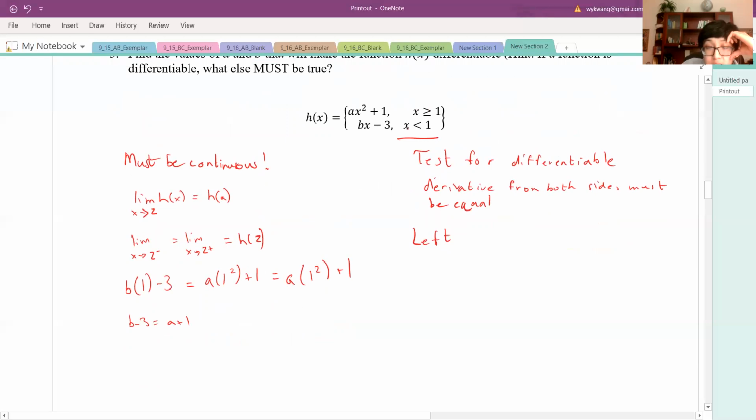So from the left, when x is less than 1, the derivative of bx minus 3, well, b is some number, right? Let's say it's 3x minus 3 just for example, then the derivative would be 3, right? Because we're just doing power rule. So in this case, the derivative would be b. From the right, the derivative is simply power rule on ax squared, so it would be 2ax, and then the 1 between, so 2ax. Right, so now we know that for it to be continuous and differentiable, b must equal 2ax.